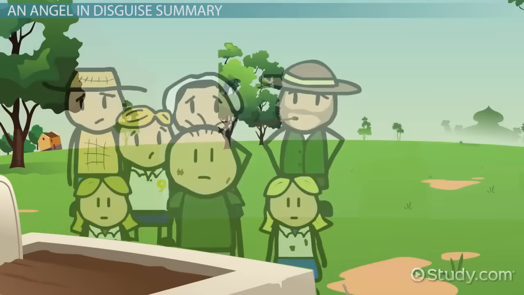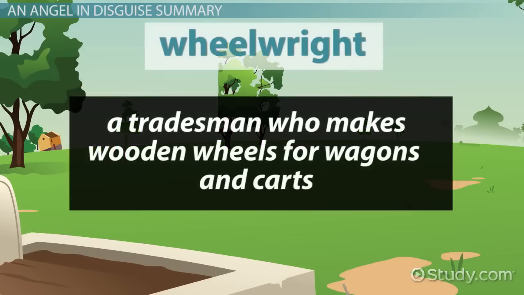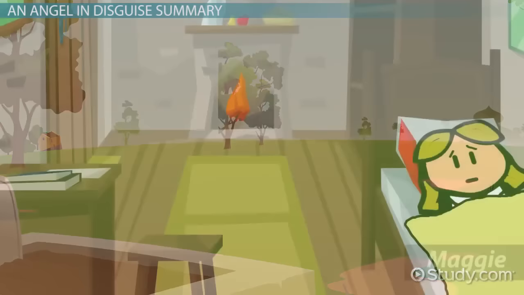After the funeral, the villagers return to their everyday business. Joe Thompson lingers. He works in the village as a wheelwright, who is a tradesman who makes wooden wheels for wagons and carts. Maggie is still laying in her bed, alone in the hovel. Joe feels an aching responsibility.